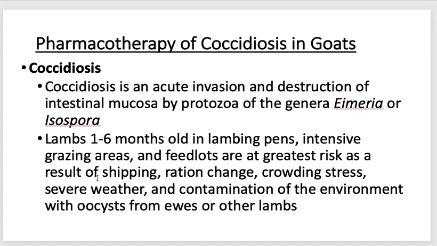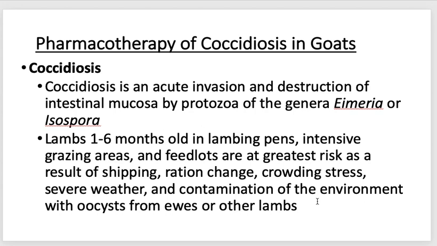Feedlots are at greater risk, as is shipping. If you are transporting these animals from one place to another, or making ration changes, if you are changing foods, you can cross-contaminate the animals. Crowding stress: if you put a large number of animals in the same place, you can increase the chances of coccidiosis. Also severe weather. If the weather conditions are bad, it can cause coccidiosis.